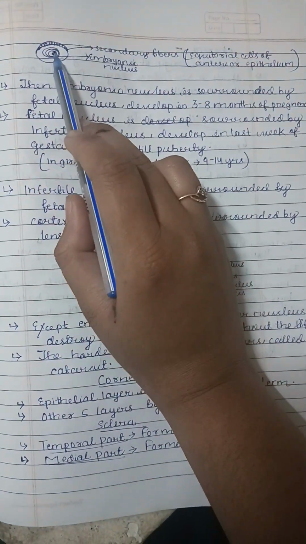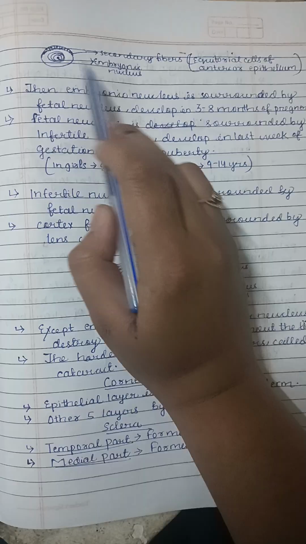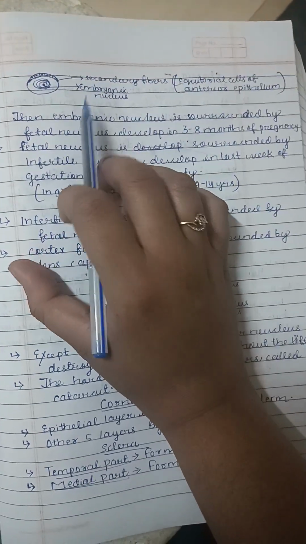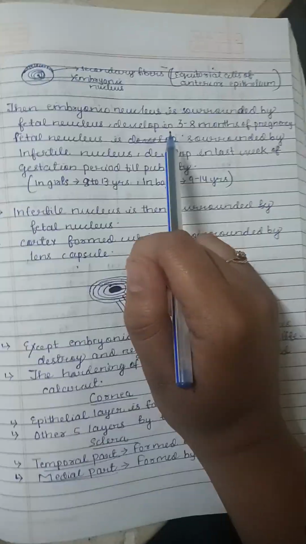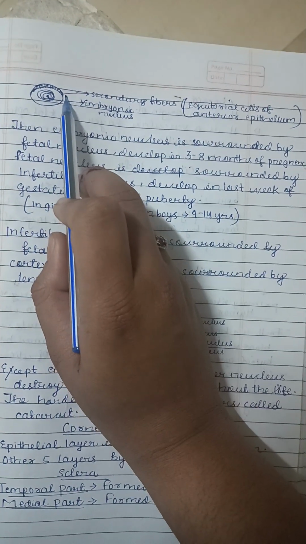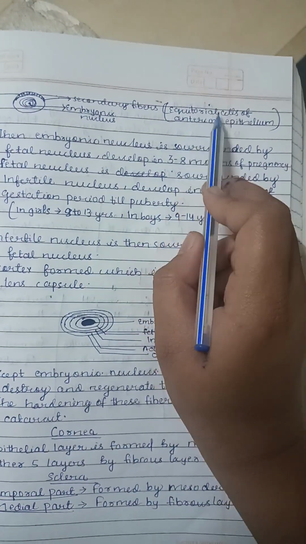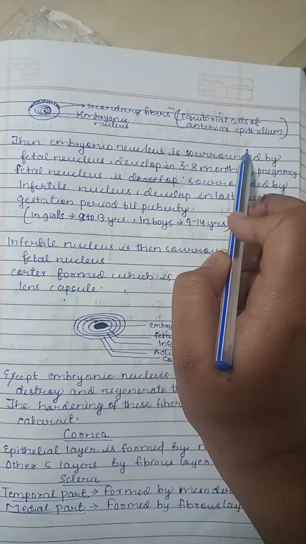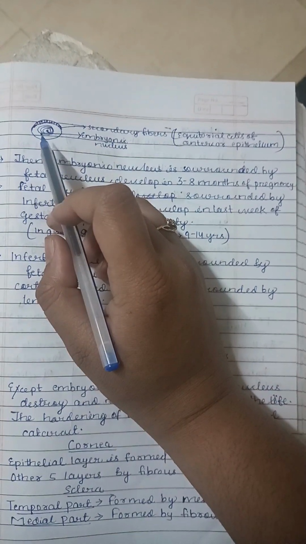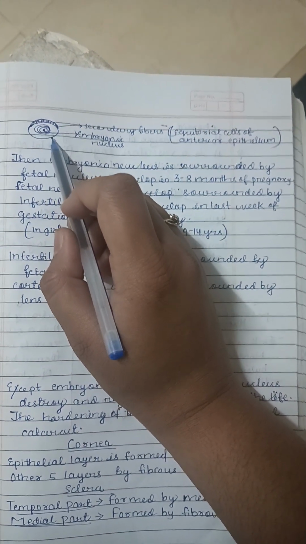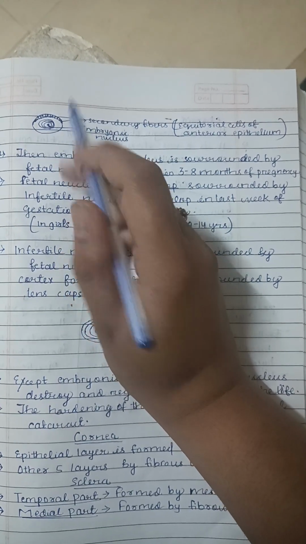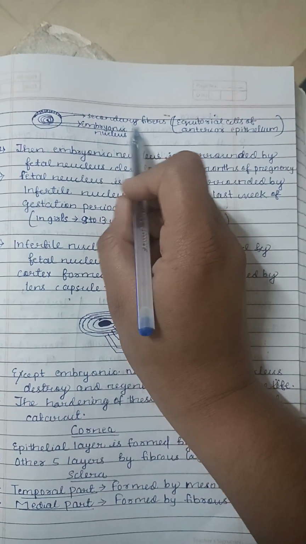Here you can see concentric rings, and in the center there is the embryonic nucleus. As we know, the lens has many types of nucleus, we will discuss them one by one. This is the embryonic nucleus. Then the secondary fibers, called equatorial cells of the anterior epithelium. These form other fibers. The concentric rings are formed by the columnar epithelial cells, and also the embryonic nucleus is formed. Now the other nuclei will be formed by the secondary fibers.